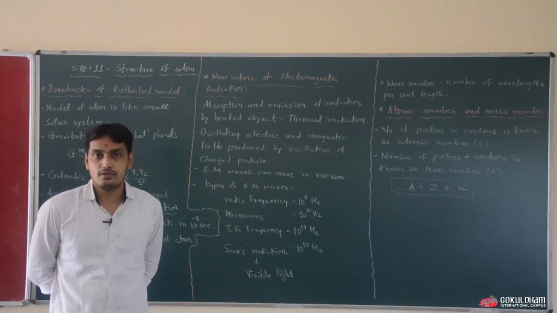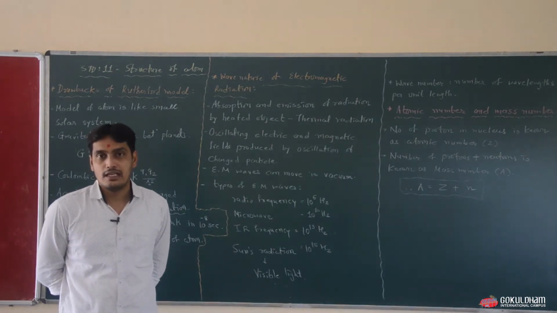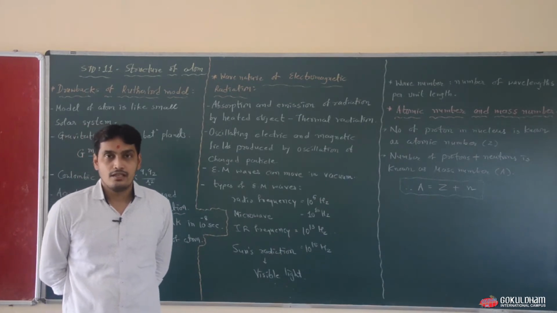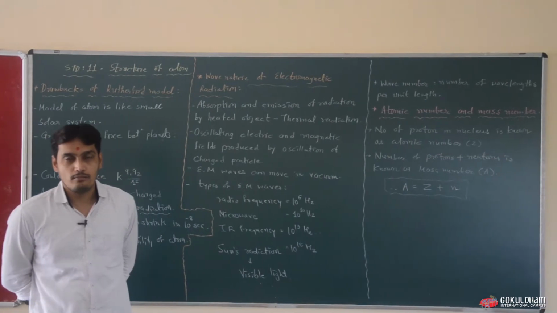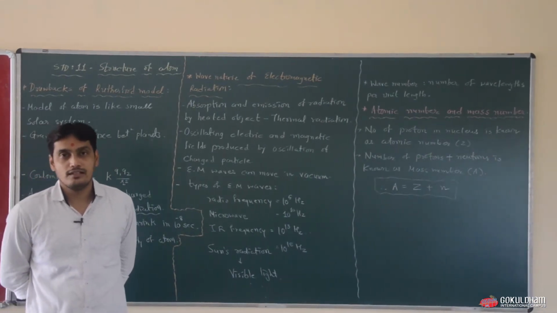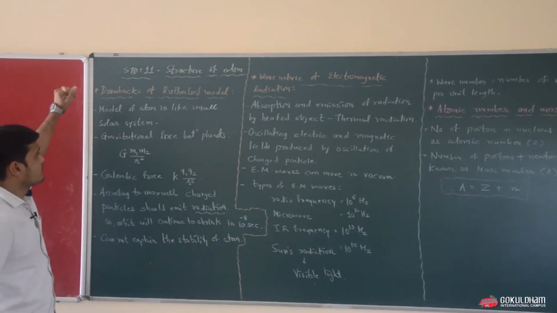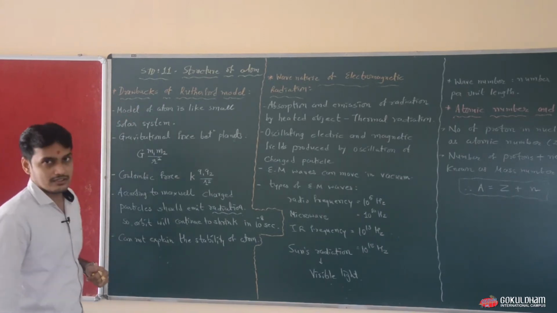Various atomic models. The first atomic model is Bohr's atomic model, and the second one is the Rutherford model. Now, after the Rutherford model, what are the drawbacks of the Rutherford model? We discussed over here. First of all, Rutherford said that the model of the atom is like a small solar system.